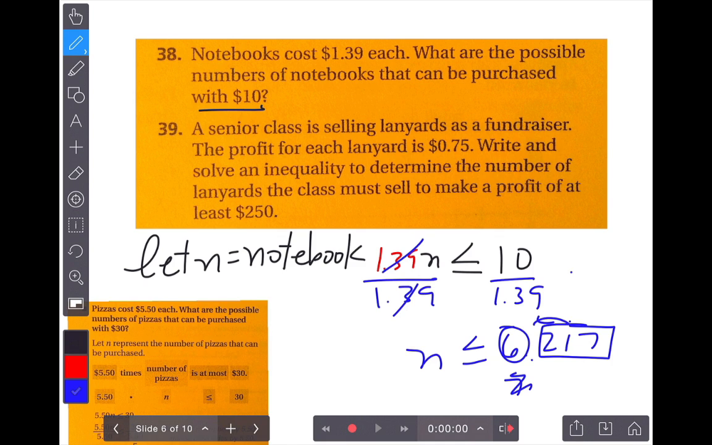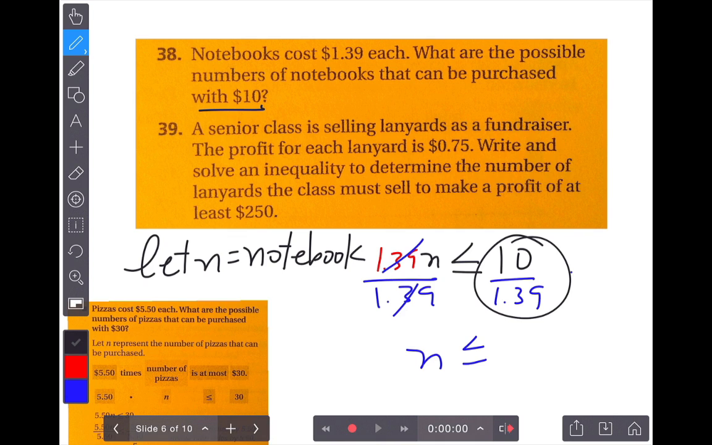So again, off the top of my head, I'm not really sure what that divided out to. You can do it on your calculator. So whatever this is, round it down. And I think it turned out to be like 7 notebooks I can buy.